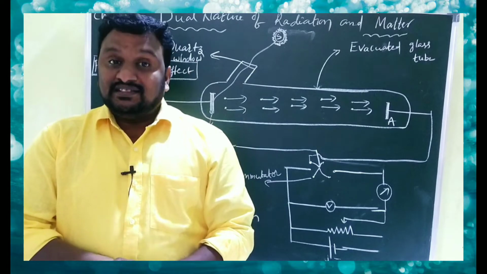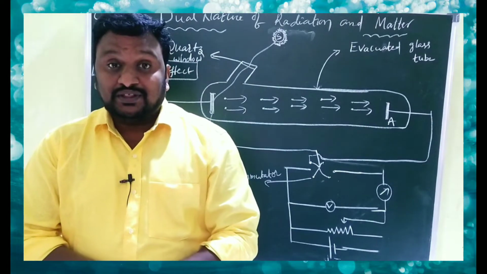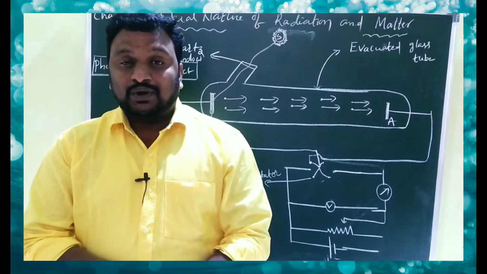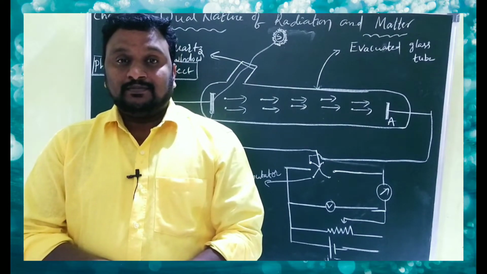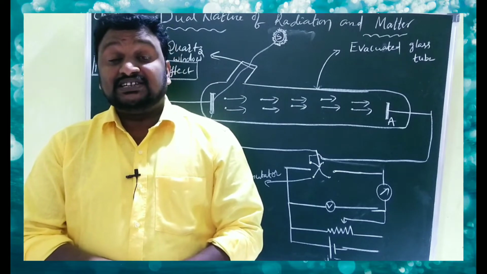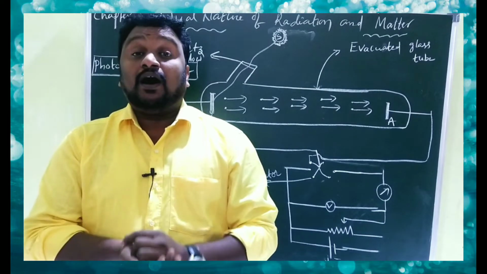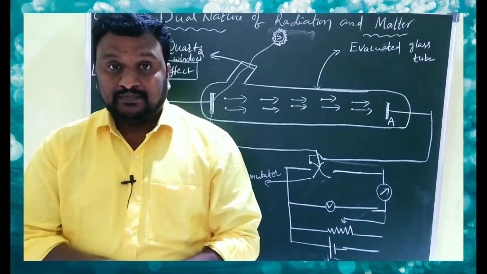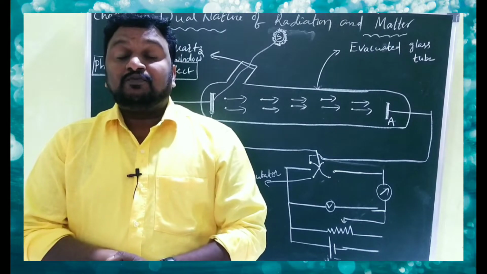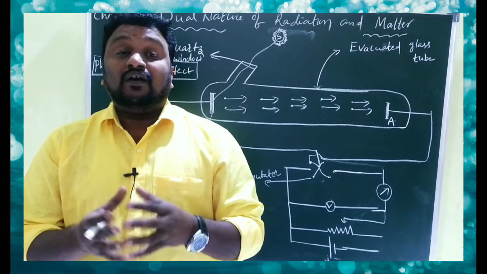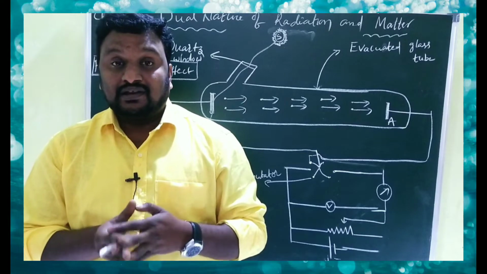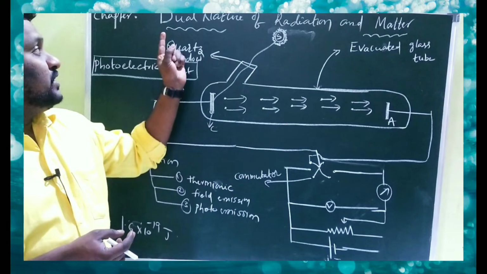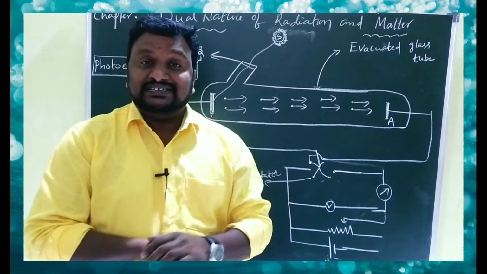Children, in this video we are going to discuss the photoelectric effect. What is the photoelectric effect, and how can the electron be eliminated or removed from the metal surface? How many processes are there? And what is meant by work function? You have to learn all these things from this video. Clear, children? This is the first video of the chapter Dual Nature of Radiation and Matter.